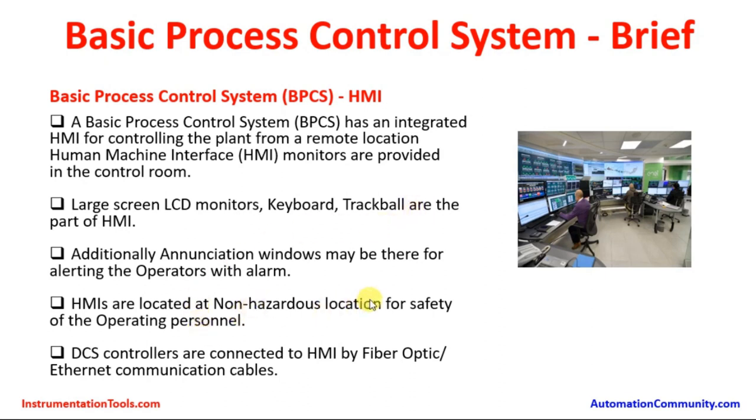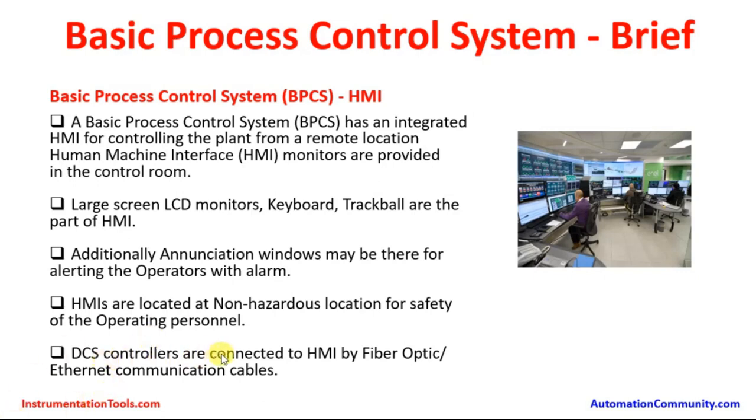HMIs are located in a non-hazardous location for safety of the operating personnel. If you look at process plants like oil and gas plants, refineries and other petrochemical plants, all the process area contains a lot of hydrocarbons, flammable liquids and highly toxic chemicals, etc., which are hazardous in nature. The operators cannot be in that hazardous area. So they are located a bit away from the process area and connected by fiber optic cabling and so on. This is for the safety of the operations personnel.